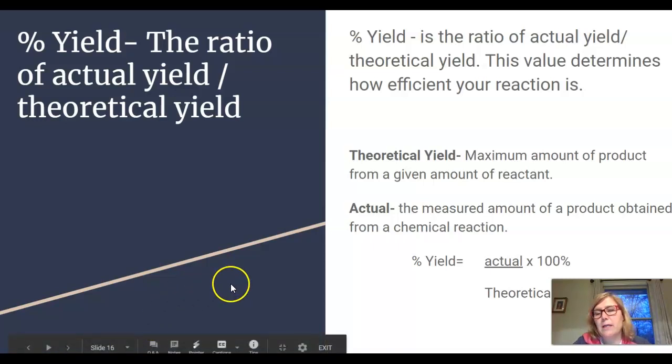So the actual is the measured amount of product obtained from the chemical reaction. This is the equation down here. Percent yield is equal to actual divided by theoretical times 100.